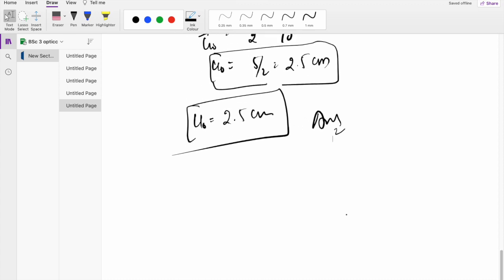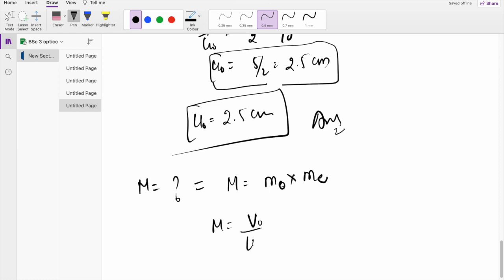Another one is to calculate the magnification, the magnifying power. So the magnifying power of a compound microscope, we know the generalized formula is M_O multiplied by M_E. So M_O is nothing but V_O upon U_O multiplied by 1 plus D distance upon F_E. This we have already discussed in our classrooms.